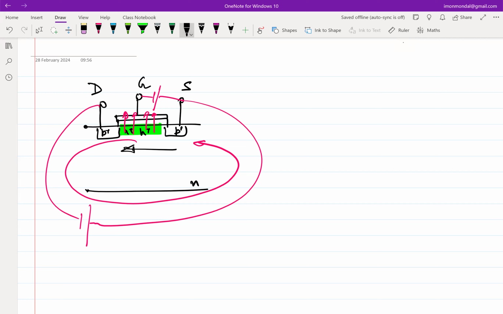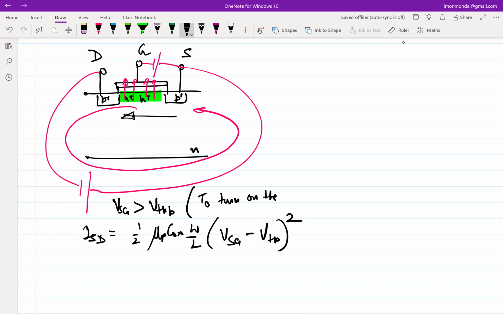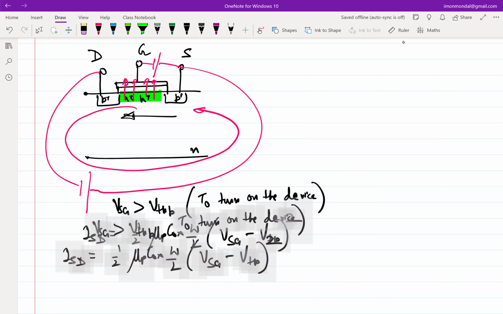And hence, the equations of our carrier transport are as in saturation. Obviously, to turn the channel on, you need a minimum VSG, which should be greater than VTHP, to turn on the device. And obviously we know there are saturation conditions and linear conditions. I'm not elaborating on that right now.